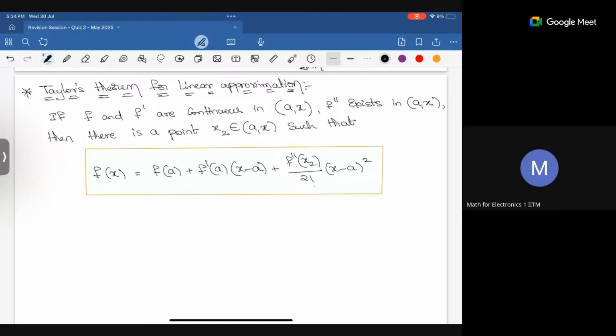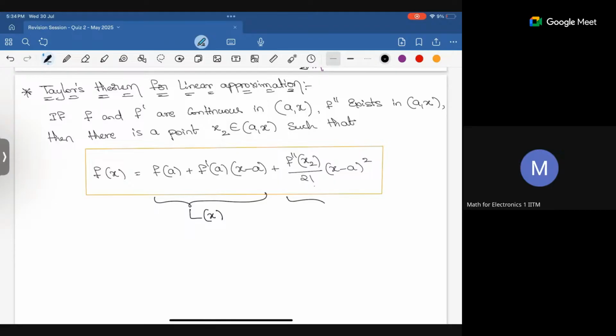What Taylor's theorem states is that it actually gives us the approximation along with the error bound, right? That's the beauty of Taylor's theorem. So it will give us the approximation, which we have seen earlier in week 5. This is just the linear approximation: f of a plus f prime of a into x minus a. This is the linear approximation of the function f of x.